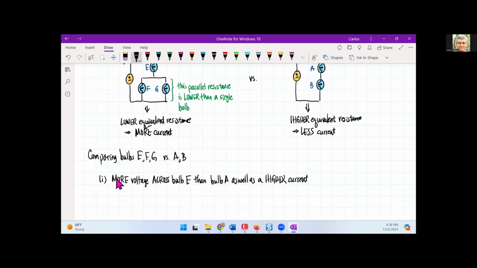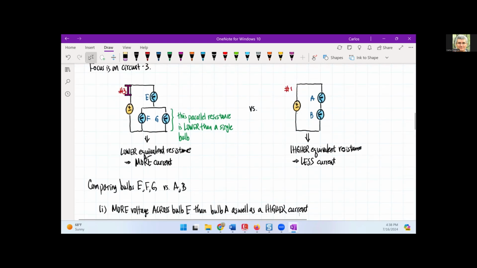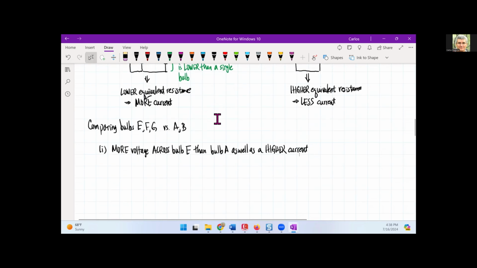So I have more current flowing through this circuit 3. So if I compare E to A and to B, they're going to have higher power. So in this case, we're going to say that the power of E has to be greater than the power of A, which is also the power of B.